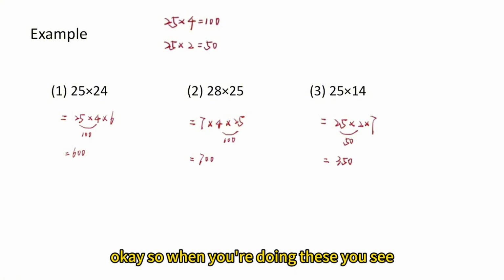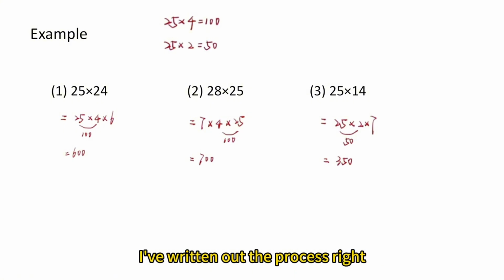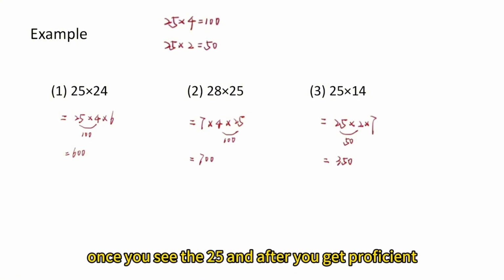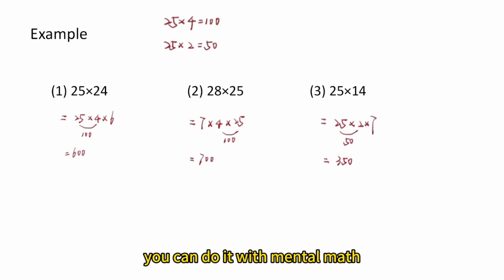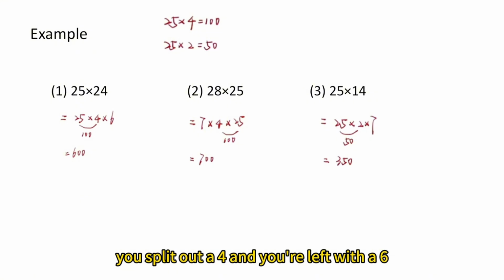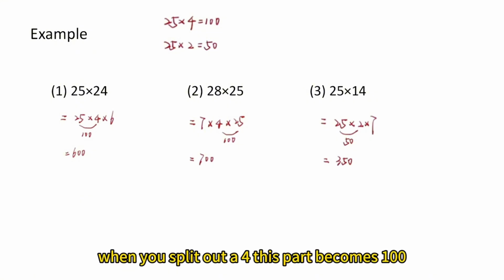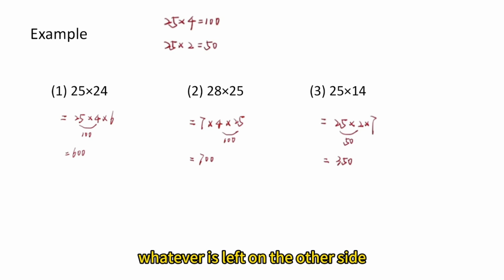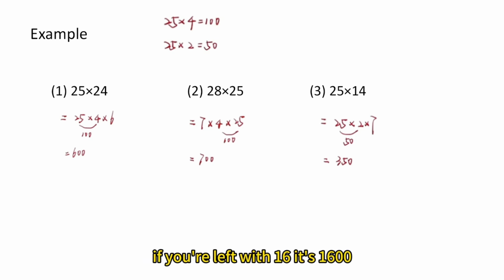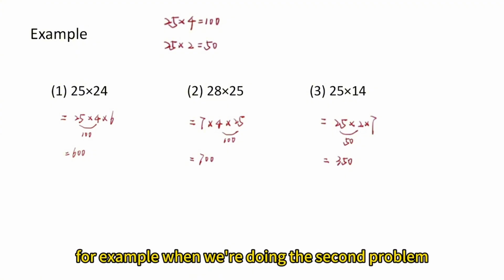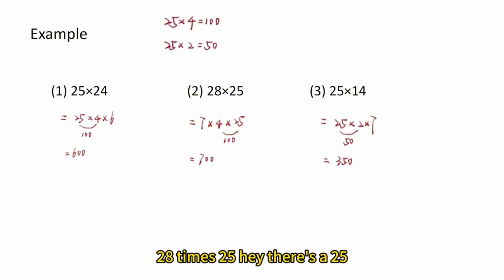Okay, so when you're doing these, you see, I've written out the process, right? I hope that when you do them, once you see the 25, and after you get proficient, you can do it with mental math. So you have 25 times 24. You split out a 4, and you're left with a 6. So that's 600. When you split out a 4, this part becomes 100. Whatever is left on the other side, that's how many hundreds it is. If you're left with 16, it's 1600. It's that simple. Understand?